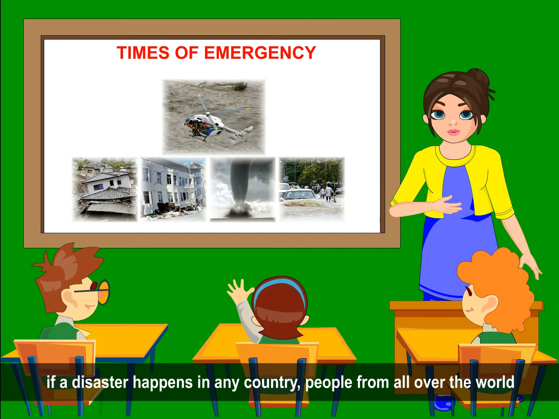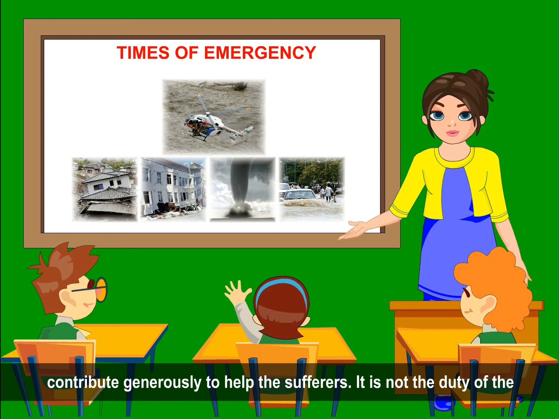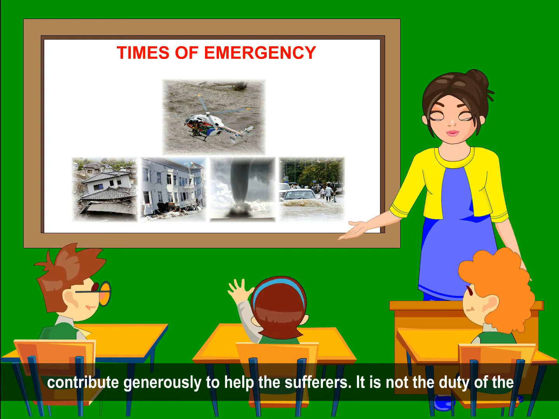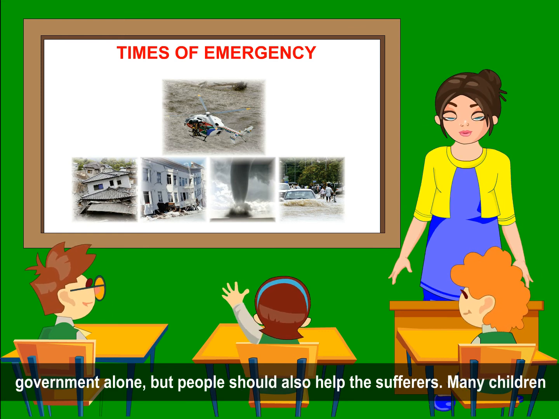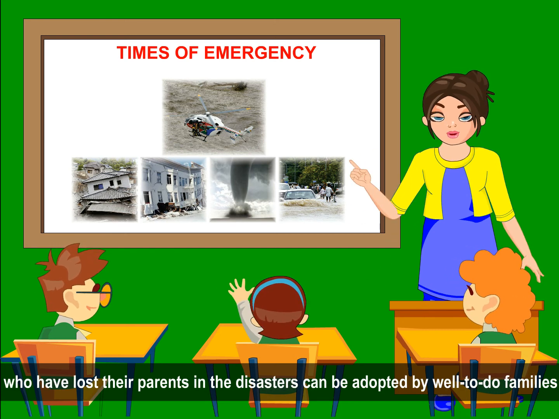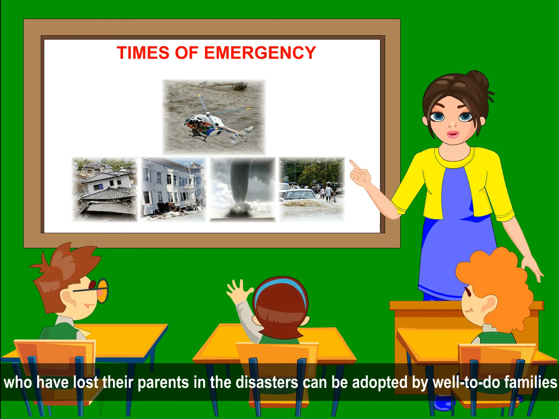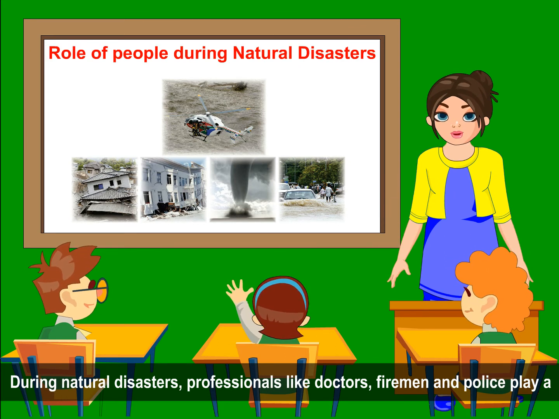Today, if a disaster happens in any country, people from all over the world contribute generously to help the sufferers. It is not the duty of the government alone, but people should also help the sufferers. Many children who have lost their parents in the disasters can be adopted by well-to-do families. Role of people during natural disasters.